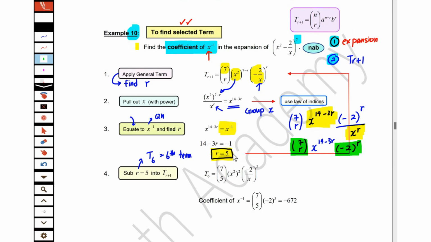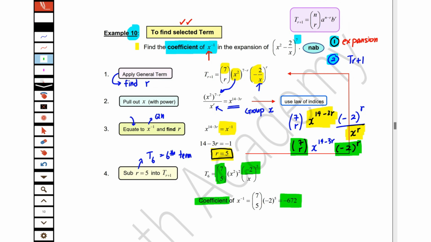So when you find R, sub the R back into the general term. So 7 choose 5, negative 2 power 5. It is now at x power negative 1. When you sub the R back into the general term, you're going to evaluate something called the coefficient. I'll highlight again, you are trying to press calculator for the binomial coefficient. So 7 choose 5, negative 2 power 5, press calculator, is the binomial coefficient.